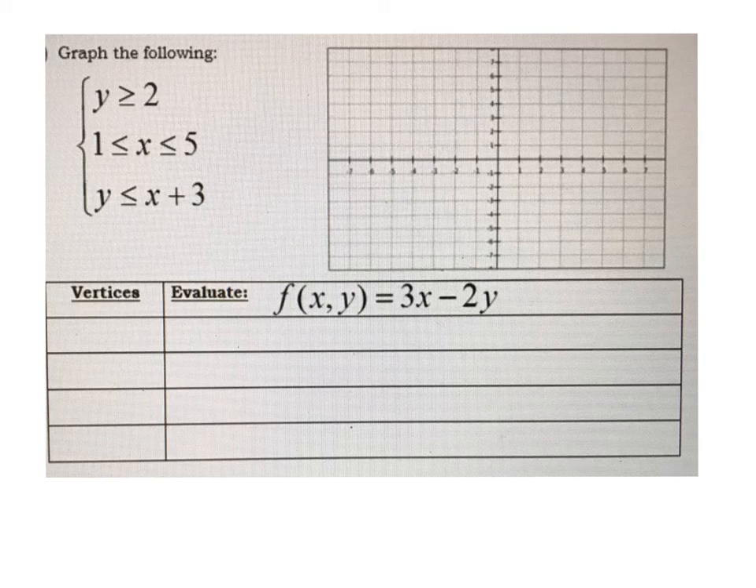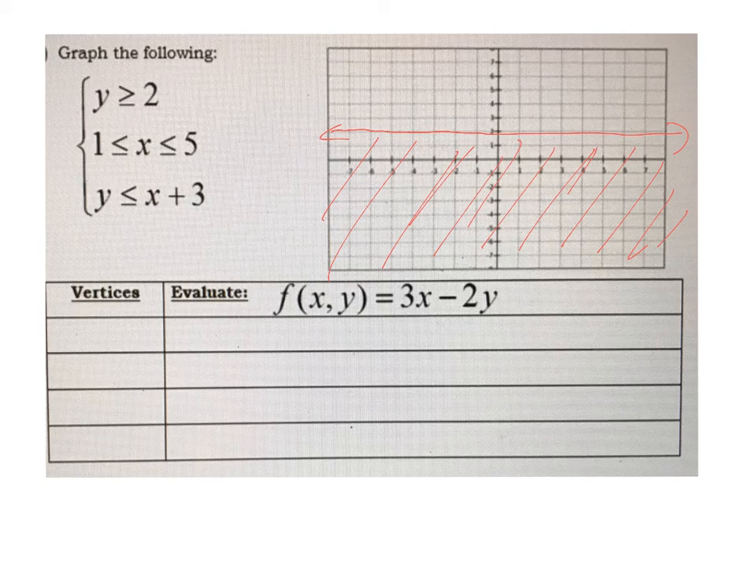So first, of course, we need to graph all of the inequalities. So I'm going to start with y greater than or equal to 2. The line y equals 2, of course, is that vertical line at 2. Greater than 2 is above that line, but we're shading the opposite, so I'm going to shade below. That's the points that are not included.